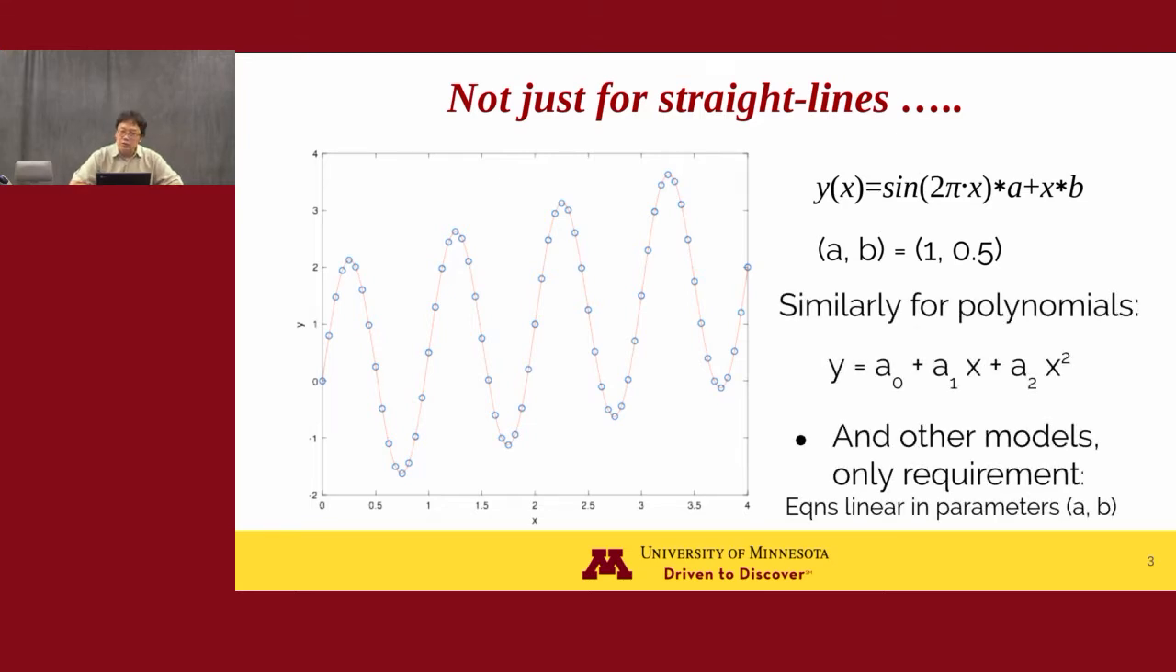And the method is also appropriate in finding the unknown parameters for a polynomial, such as these parameters a0, a1, and a2 in this quadratic formula, and higher order polynomials in similar form, as well as for other models. The only requirement is that the unknown parameters a and b appear in the equations linearly. For example, in here, a and b appear linearly. There's no square term, no square root of a, etc.